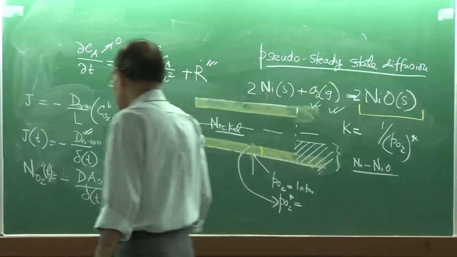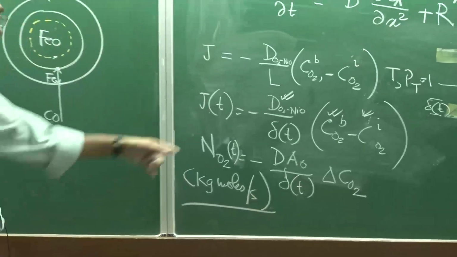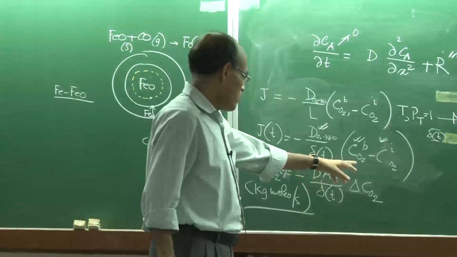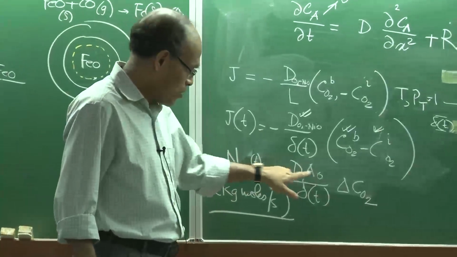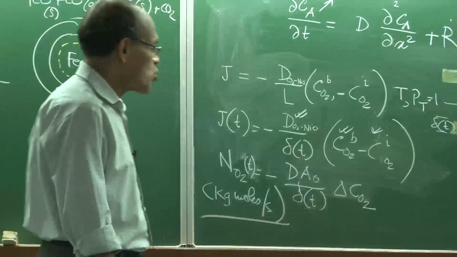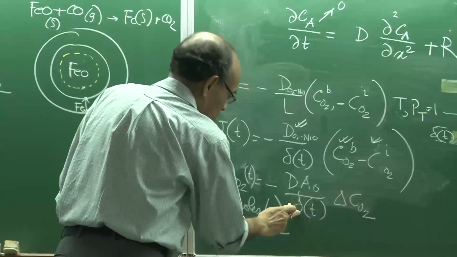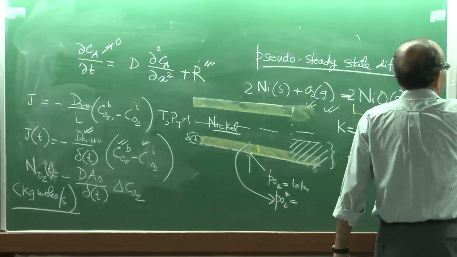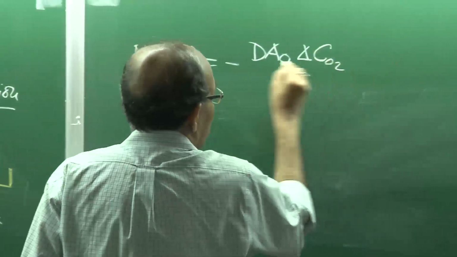So this is kg moles per second, kg moles of oxygen per second. These concentrations, because I have written concentration here, are all molar concentrations, kg moles per meter cube, and then D into A0 is meter cube per second, so the second cancels out. So we have kg moles per meter cube times meter cube, so meter cube cancels out, and this becomes kg moles divided by second, and that is the unit of NO2. So I write down that NO2 as a function of time is equal to D A0 delta C oxygen divided by delta.